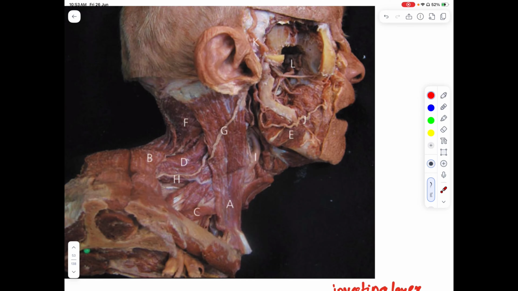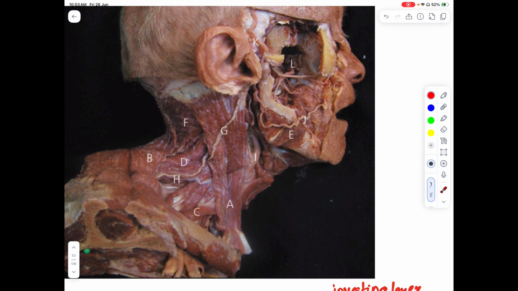Picture like this, and you need to identify the muscles labeled A to F. So A, B, C, D, E, F. So this you can identify easily, the muscle starting from the mastoid process to the sternum, sternocleidomastoid. So B you can easily identify. This one is trapezius. Then C is the omohyoid.